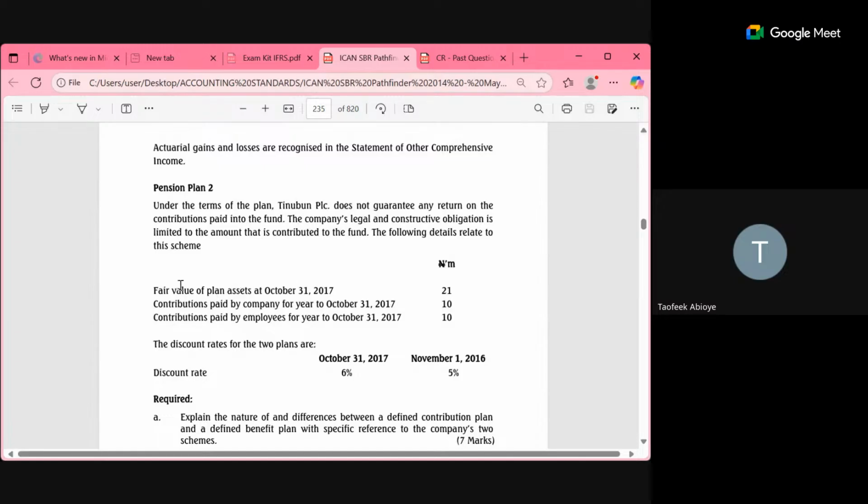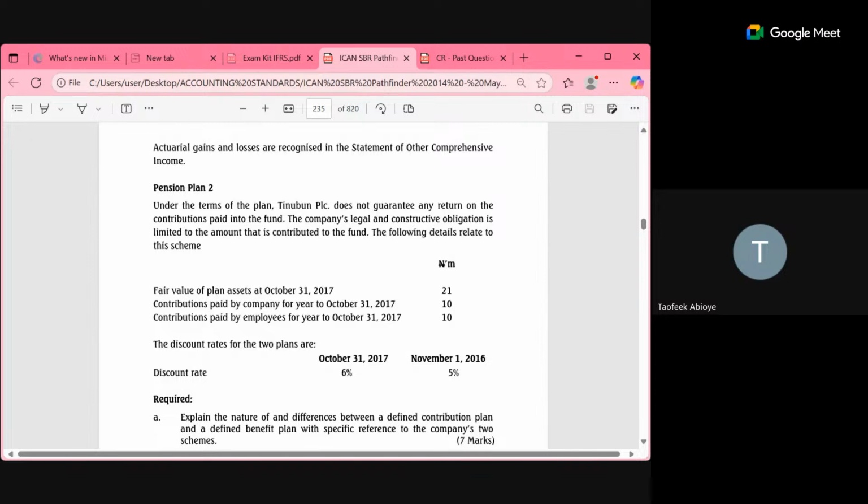The following are details of this scheme. Number one, fair value of plan assets as at 31st of October 2017. Contribution paid to the company October 31st, 2017. Contribution paid by the employees. That 10 million, number one, is by the employer, by the company. Then the second one is employee, 10 million. The discount rates for the two plans are 6% and 5%, and this will be used to calculate our investment income. Our investment income is an interest payment.